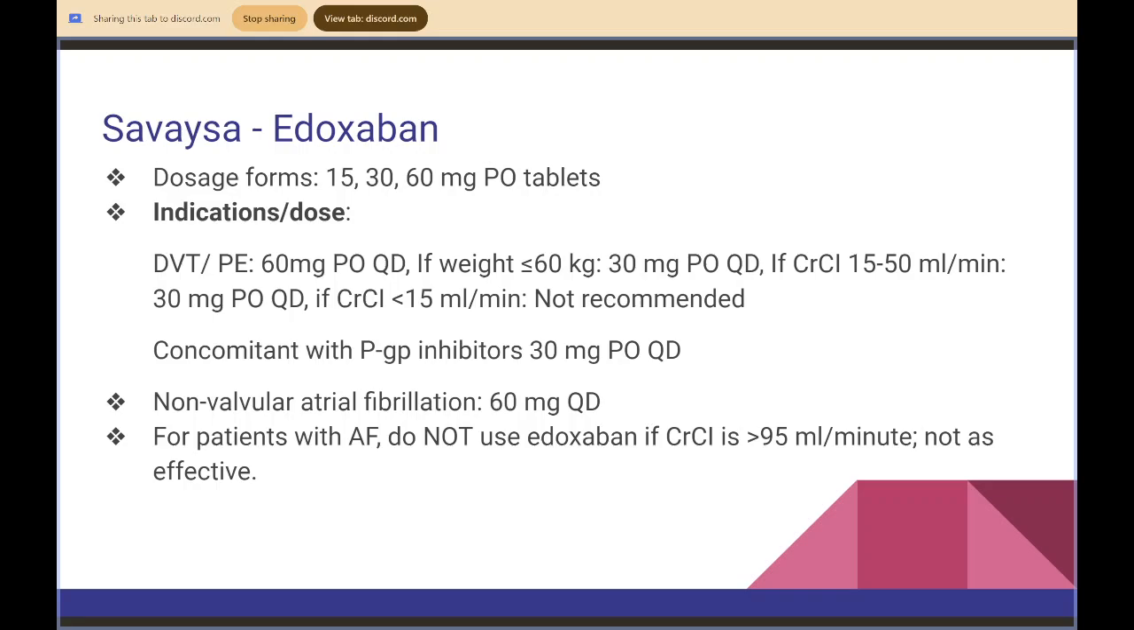Next, we have Savaysa, or edoxaban. Dosage forms are going to be 15, 30, and 60, and these are PO tablets. DVT-PE is an indication. Non-valvular AFib is another indication. And know that if creatinine clearance is greater than 95 mL per minute, do not use edoxaban. So this is like a reverse Uno for renally limited medications. If it's higher, edoxaban is not going to work.